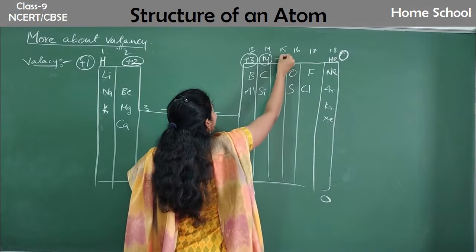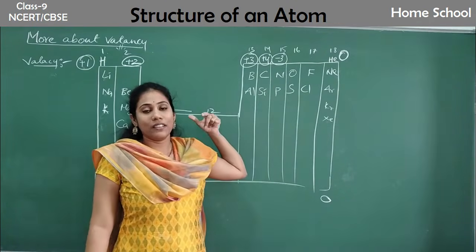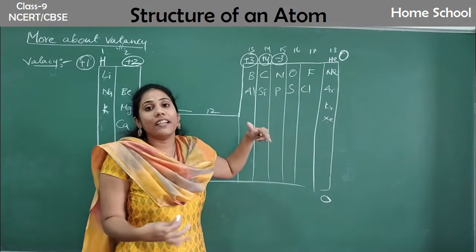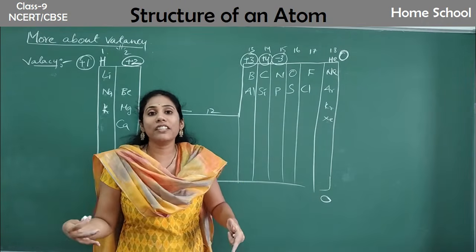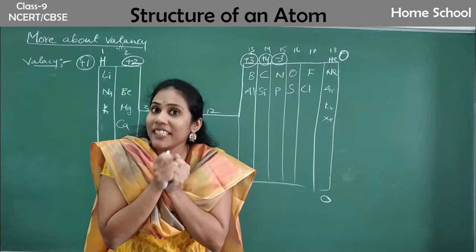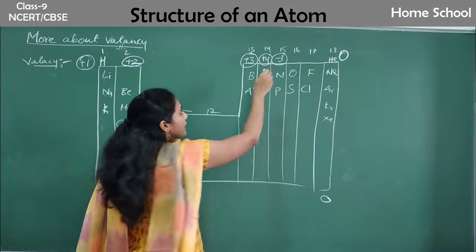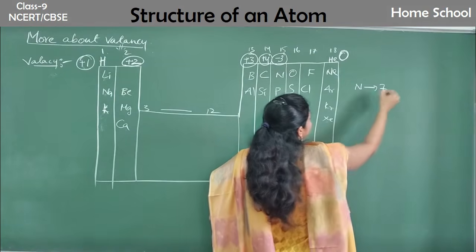15th group elements valency is -3, guys. Minus means what? Gaining electron. Okay. How many electrons will they take from others? 3. Why are they taking electrons from other atoms during chemical reaction? In order to have that 8 electrons in the last shell. Clear? Fine. See, for example, I will show nitrogen, atomic number 7, guys.